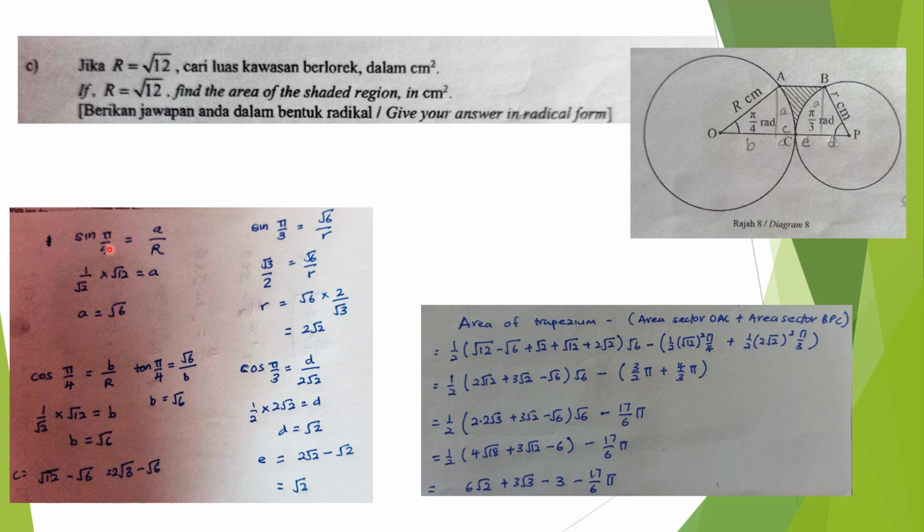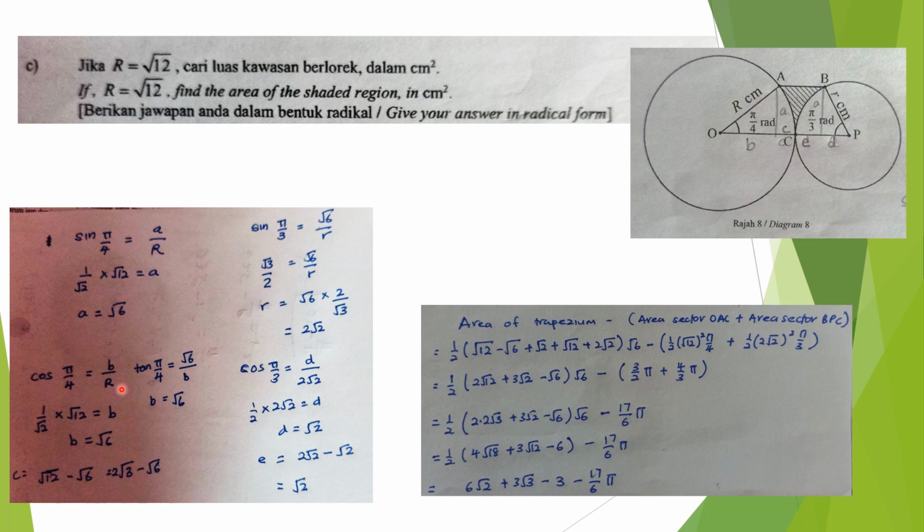So sine pi over 4, we know that's actually sine 45. 180 divisible by 4 is 45. So you get 1 over square root 2 times capital R, which equals square root 12. It's already given in the question. So for A, we get square root 6.